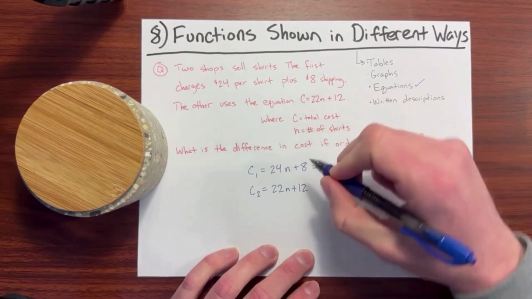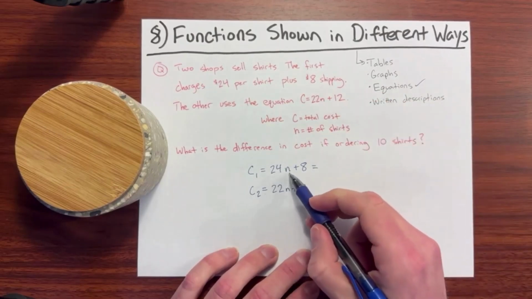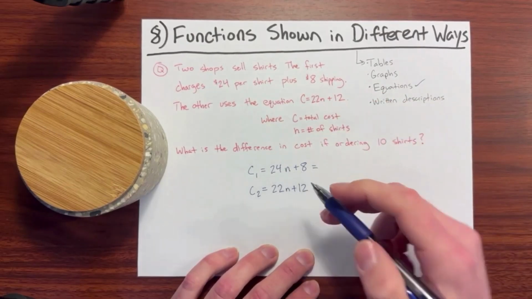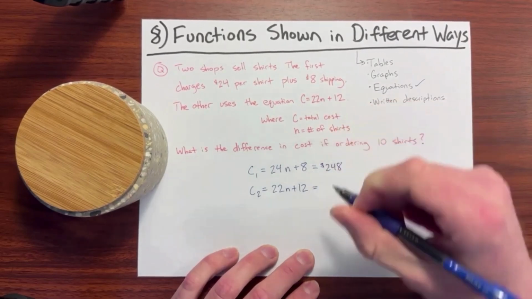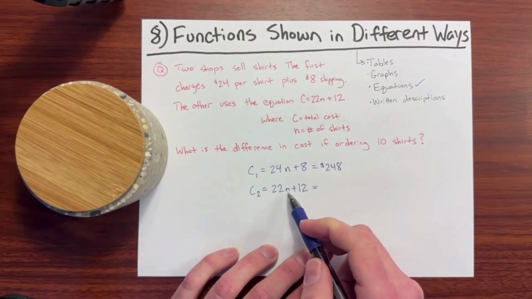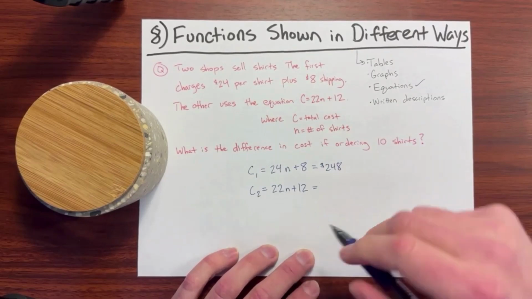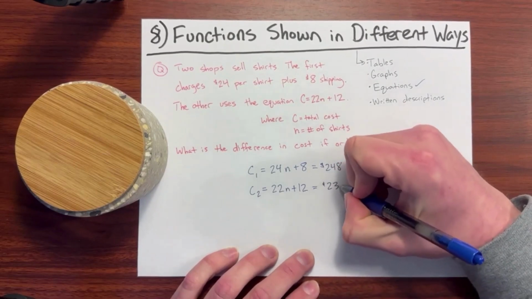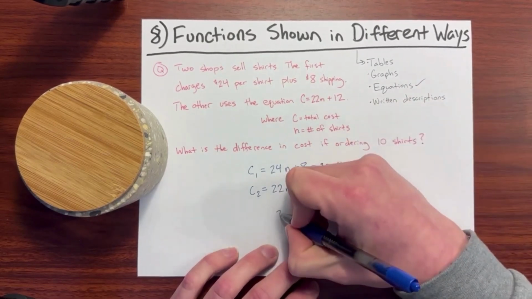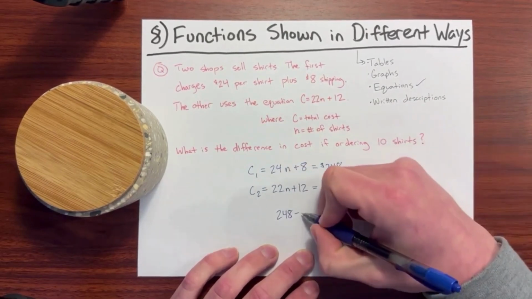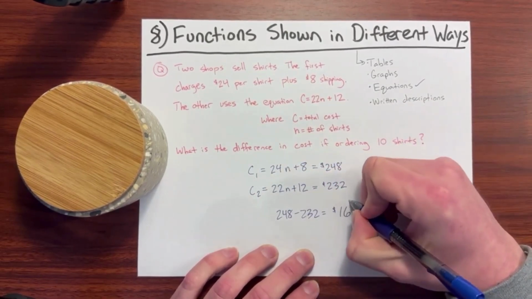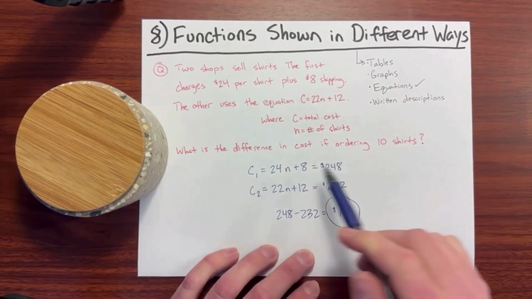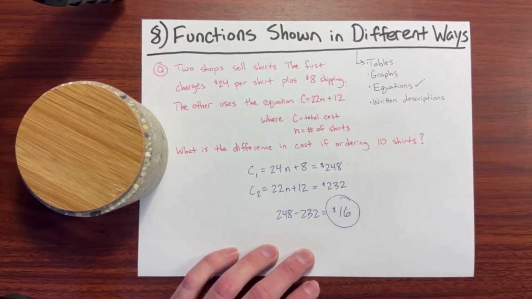So for C1, we will have 24 times 10, so 240 plus 8, $248 for the first shop. For the second shop, we will have 22 times 10, so 220 plus 12, or 232. Then we will subtract 248 from 232 to get $16 being the final answer of the difference in cost.